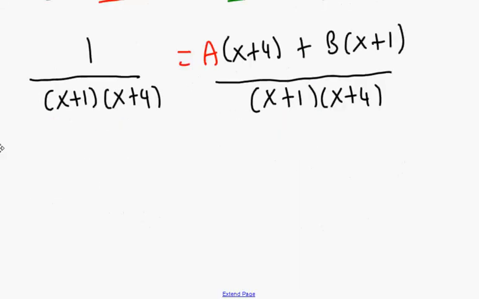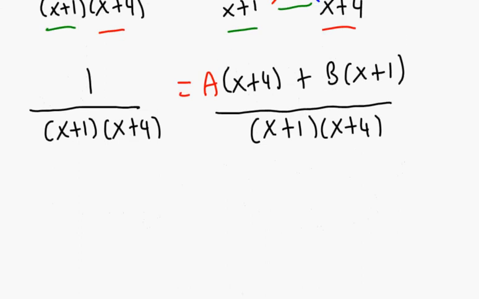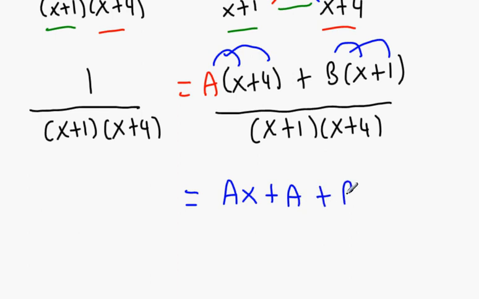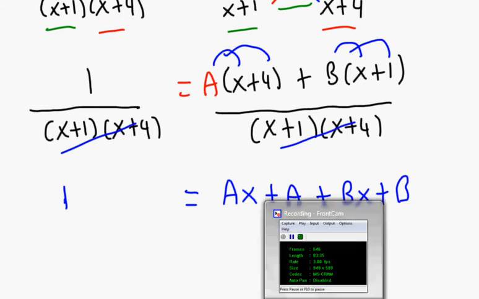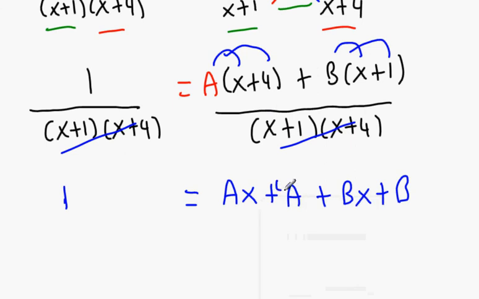So we're going to multiply the numerators out. What we should get here is capital AX plus 4A plus BX plus B, and that all equals 1. The denominators would have just cancelled each other out anyway, because the numerators equal each other. So a multiplied by x is ax, 4 multiplied by a is 4a, b by x is bx, and b by 1 is b.